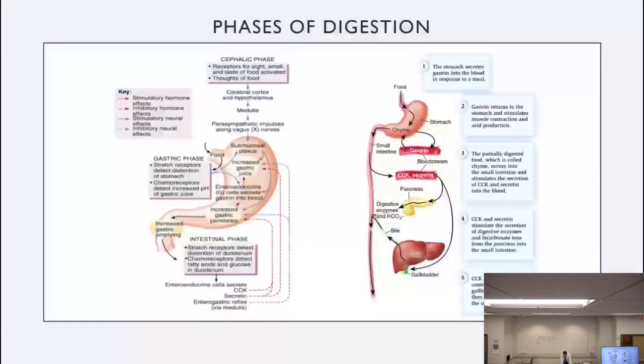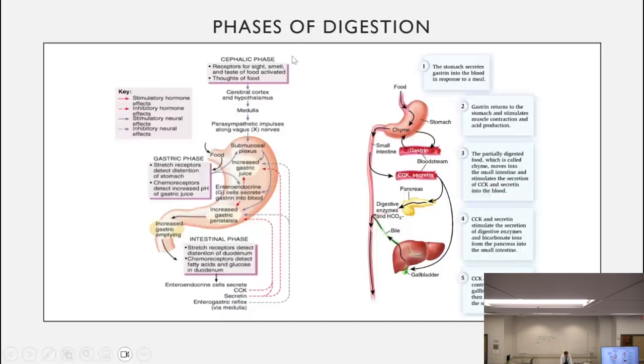And you can see more details about these phases by looking at these different diagrams. What happens, for example, in the cephalic phase? You have two diagrams that represent different things. That's why I put the two of them. It's very hard to find one that has all the information. Maybe it would be impossible to understand, no?